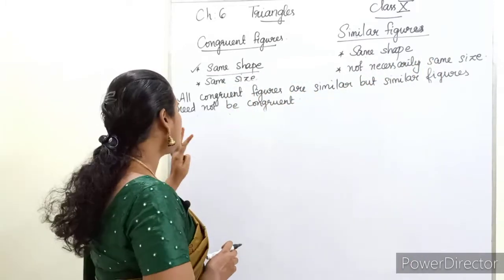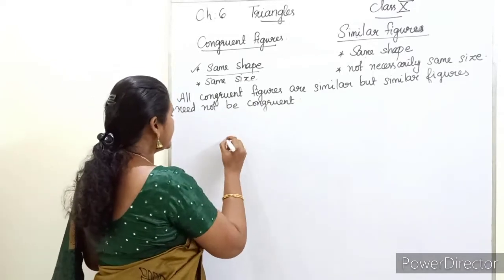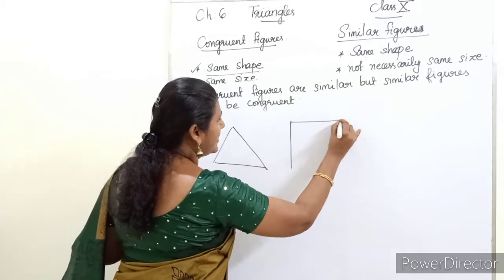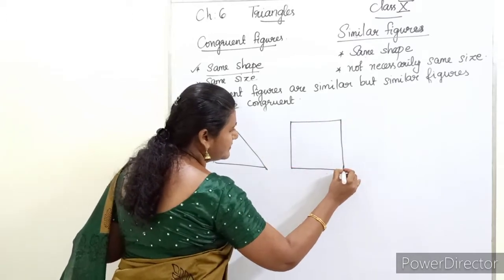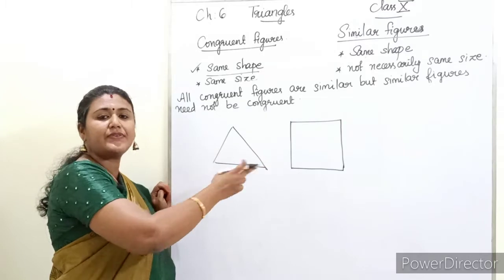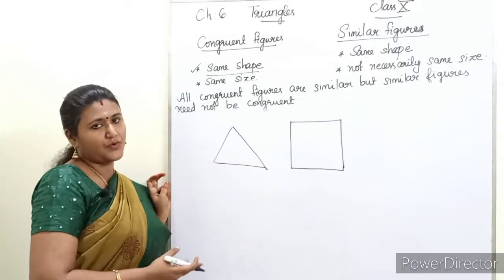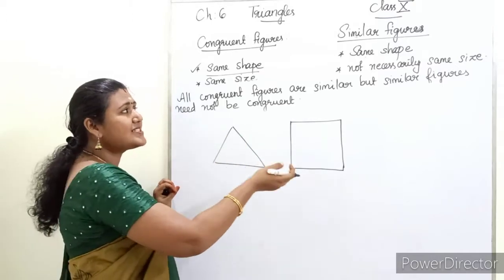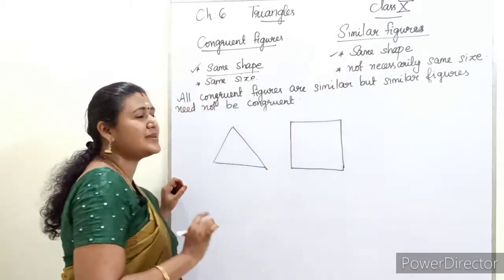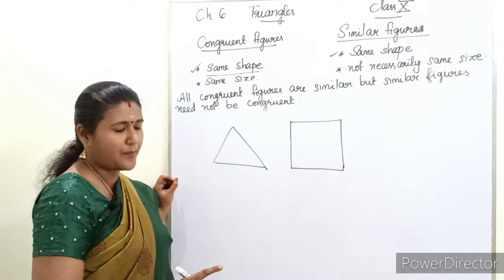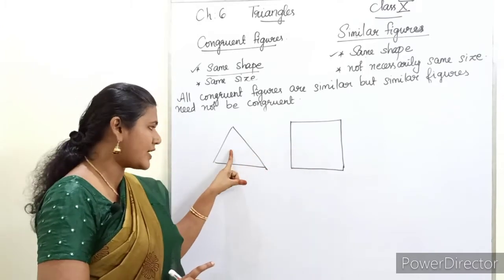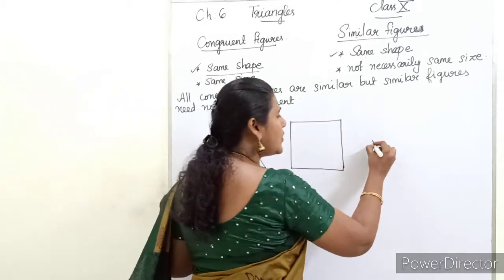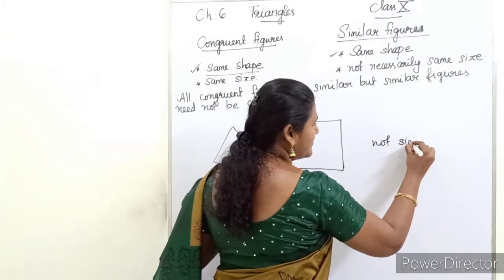So now I am going to draw two figures, a triangle and a square. Can you say these figures are similar? No, just by seeing the figures we can say they are not similar, because similar figures should have the same shape. Here the shapes are not same. One is triangle, another one is square. So these figures are not similar.